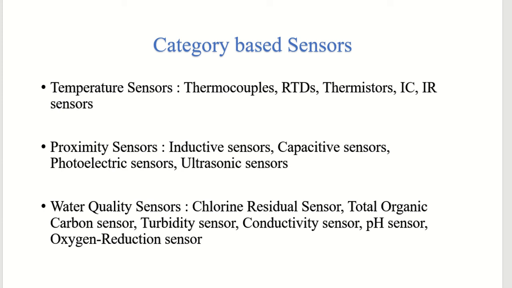Then we have the photoelectric sensor. Photoelectric sensors are made up of light sensitive parts, and use a beam of light to detect the presence and absence of an object. And ultrasonic sensors are used to detect the presence and absence of an object and to measure the distance of a target, similar to radar or sonar.